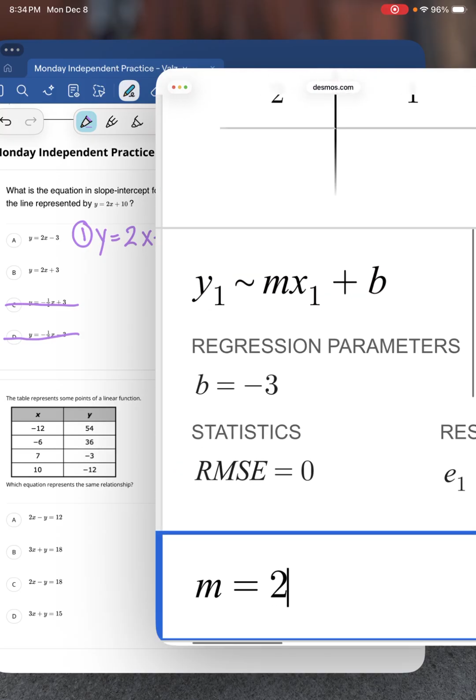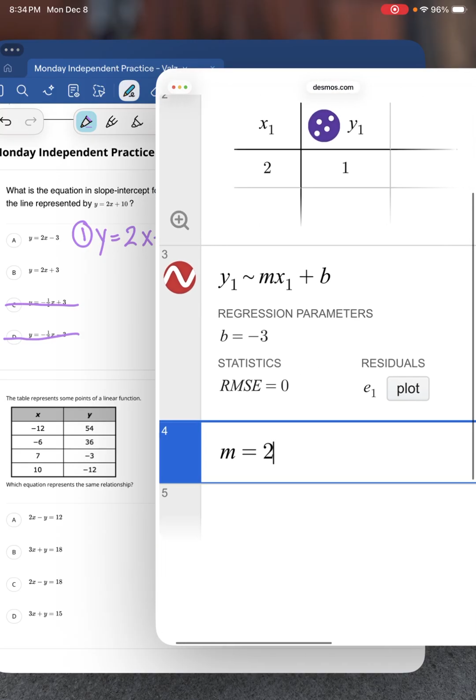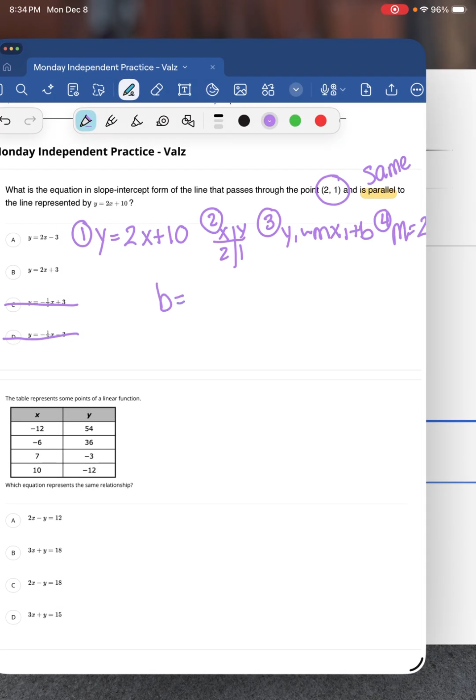So this is our missing piece right here, the y-intercept. And so now I know my equation. I can go ahead and write my y-intercept is -3. So my whole parallel equation is A, which makes sense, right? Here's my parallel slope, and now I have my y-intercept.